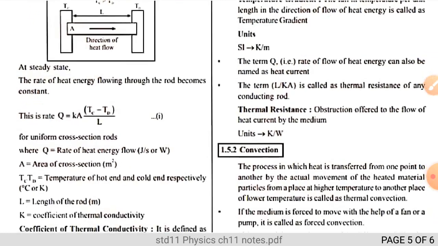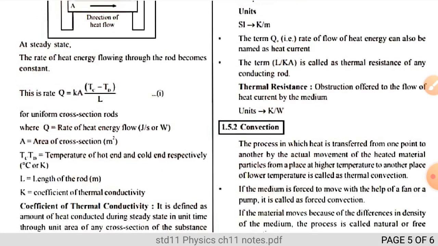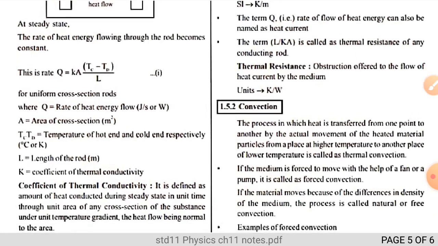Now what is Q? Q is the rate of heat energy flow, right? Rate of heat energy flow, that's why the unit of that is joule per second, or we can call it watt. Capital A is the area of cross section. Tc and Td are the two temperatures, right? And the length of the rod is capital L, and small k is the coefficient of thermal conductivity, which depends on the material of the rod, right?